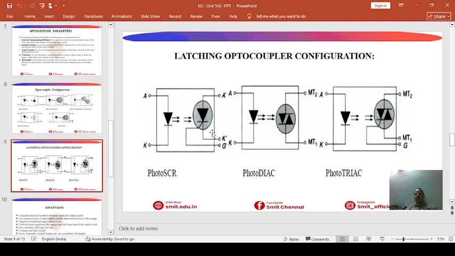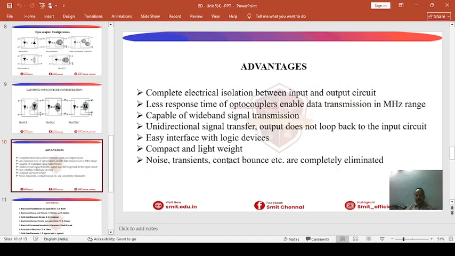In the latching optocoupler configuration, you can see the photo SCR, the photo diac as well as the photo triac. So you see these are optically coupled but electrically isolated. The input device may be a photodiode, whereas the output device that is used is a photo SCR. In the second case, it is a photodiode versus photodiac. In the third case, it is a photodiode versus phototriac. So in this way, we can have various combinations based on our requirements and performance metrics, and select them. So these are the various important combinations that we have seen.